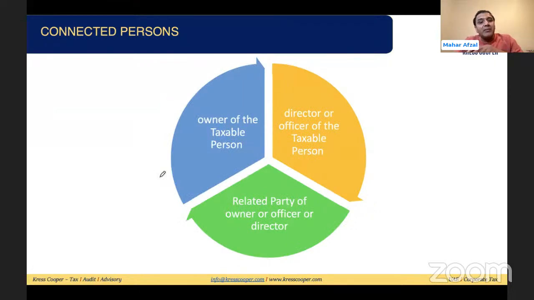Then the law says it will be applicable on the connected persons as well. The definition given in the UAE law: the owner of the taxable person or officers or owner will be considered a connected person. So the owner will be a connected person for the business. A related party or officer will be a connected person. A director or officer of the taxable person will be considered a connected person. So TP rules are applicable on the connected persons as well. And these connected persons, I'm just repeating: owners, related party of the owner or officer, and the owner or officer by itself.